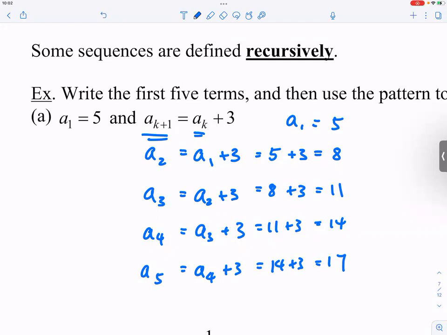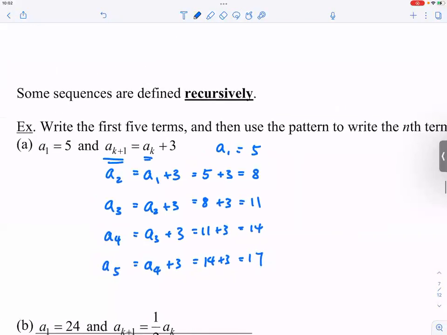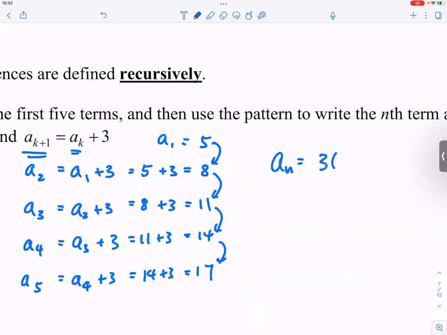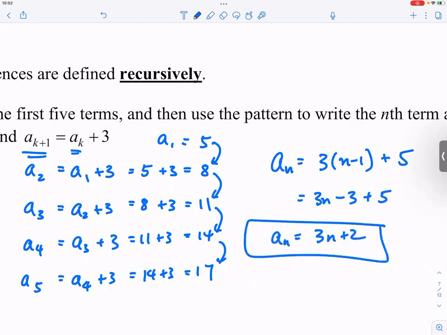What would be a good equation to write to describe the nth term? So what's the difference between these numbers? It's 3. So we say 3 times n minus 1, plus the first term, which is 5. So you have 3n minus 3 plus 5. So 3n plus 2 is your nth term equation.